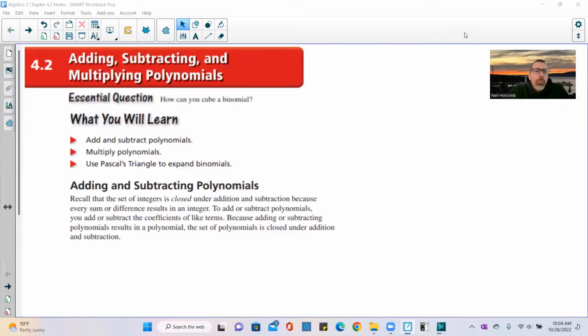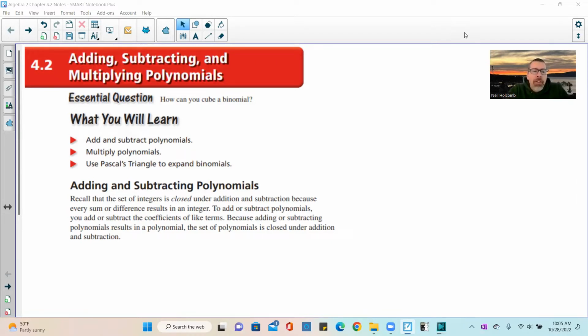Right, this is chapter 4.2, adding, subtracting, and multiplying polynomials. So the essential question for the chapter is, how can you cube a binomial? What you will learn in this chapter section is how to add and subtract polynomials, how to multiply polynomials, and use what's called Pascal's triangle to expand binomials.